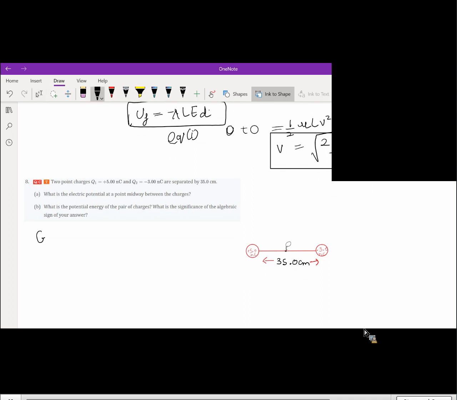Now, first part, let's say given 2 point charges separated by a certain distance. So what we infer from the given is that this is not a continuous distribution. It does not matter which charge you put on which side. No, it doesn't matter at all.